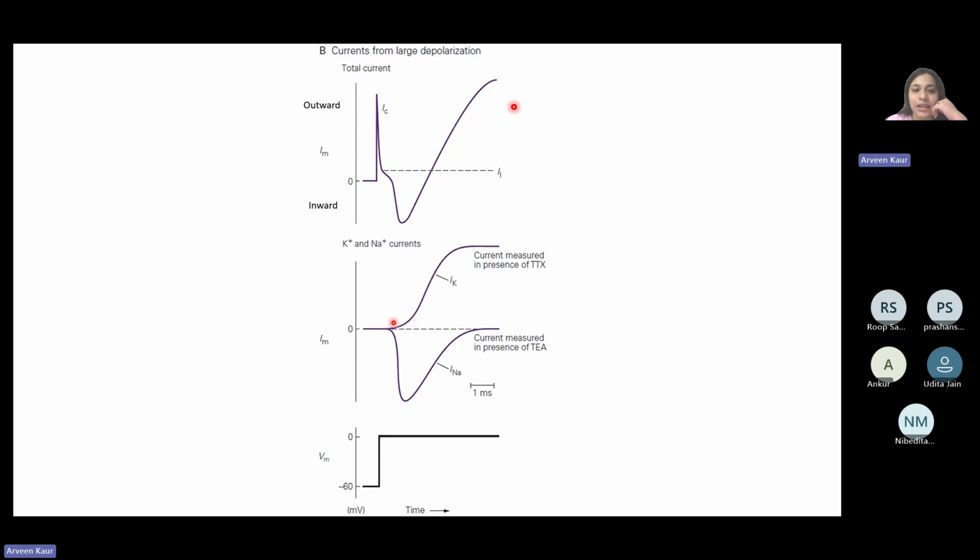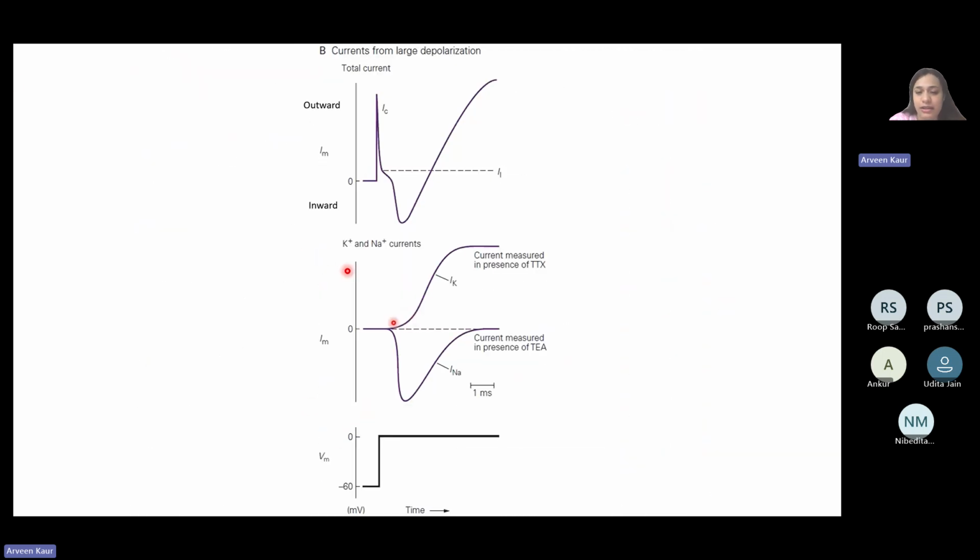If, for instance, this is a normal scenario after this much depolarizing current has been given, right? If there are both sodium and potassium channels, then what will the individual graphs look like when we measure in the presence of tetrodotoxin? When the sodium channels are not functioning, then we will see this kind of a peak for the potassium. And when we measure in the presence of TEA, which is going to block the potassium channels, then this is the kind of peak that we get for the sodium channels, right?